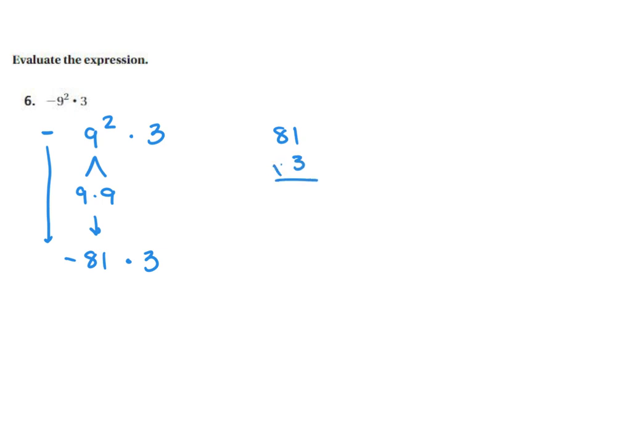For this next problem, we're just evaluating the expression. There's no parentheses here, so this is the opposite of 9 squared times 3. So 9 squared is 9 times 9, which is 81. The opposite of 81 is negative 81, and negative 81 times 3, that'll require me to do a little long multiplication. That is negative 243.